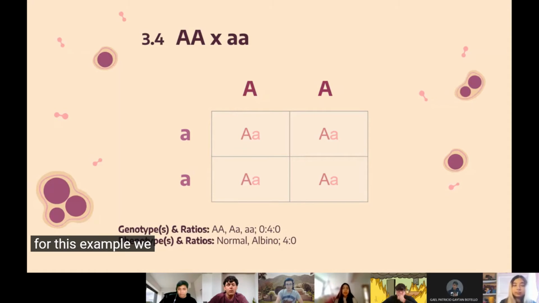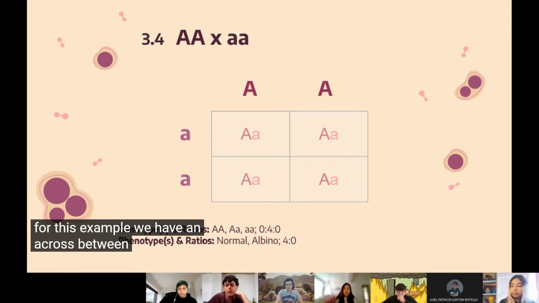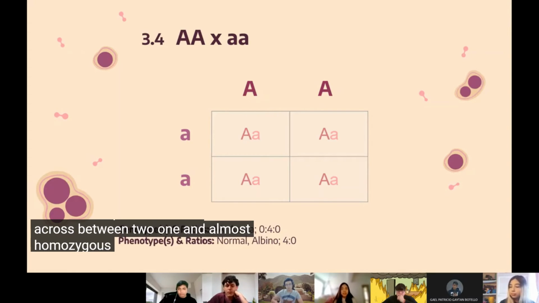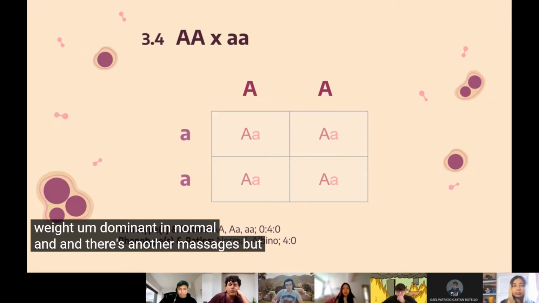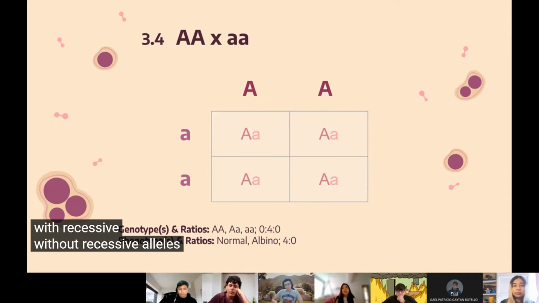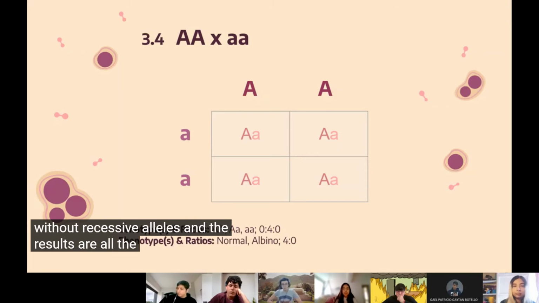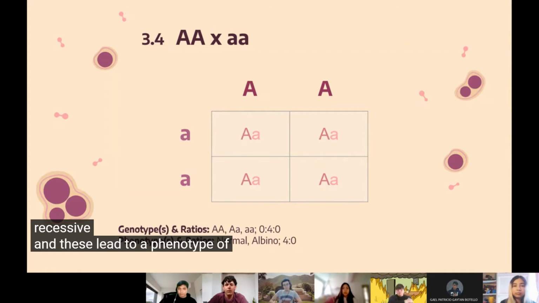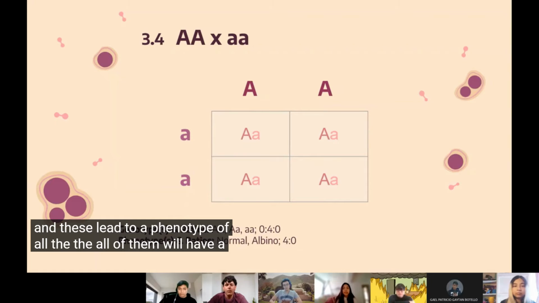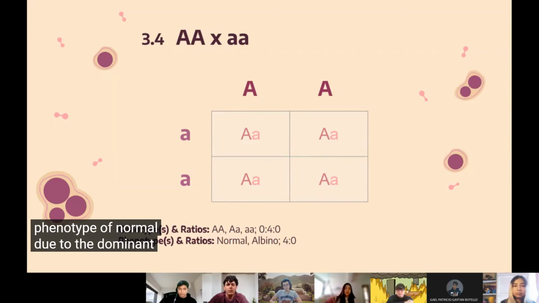For this example, we have a cross between a homozygous dominant for normal and a homozygous recessive. The results are all the same: all have a heterozygous genotype with one dominant allele and one recessive, and this leads to a phenotype where all of them will be normal due to the dominant allele.